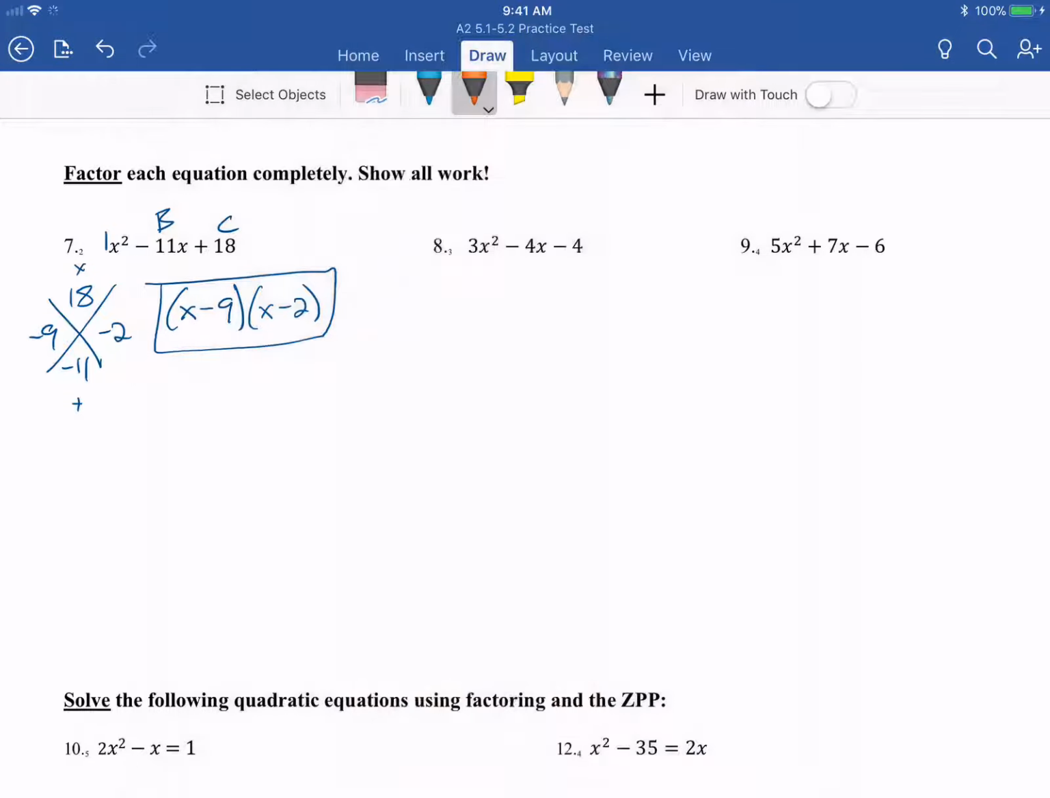Now going on to number 8, we look at this guy and say, hey, my A value is not 1. That's the harder process, so I got to multiply this guy. So I have x squared minus 4x minus 12.